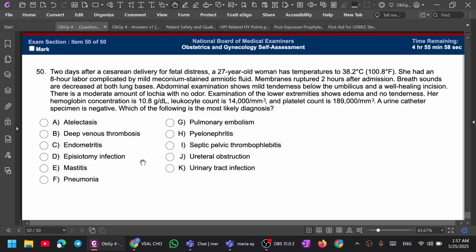Examination of the lower extremities shows edema and no tenderness. Her hemoglobin is 10.8. Leukocyte count is 14,000. Platelet count is 189,000. Urine catheter specimen is negative. Which of the following is the most likely diagnosis?